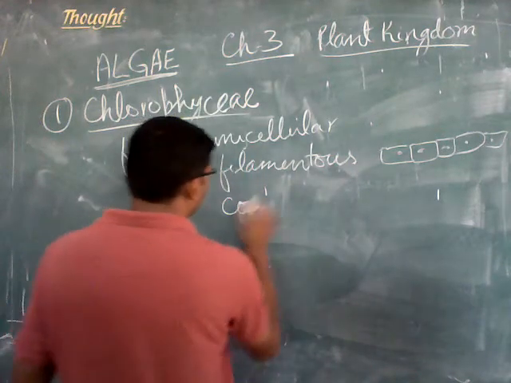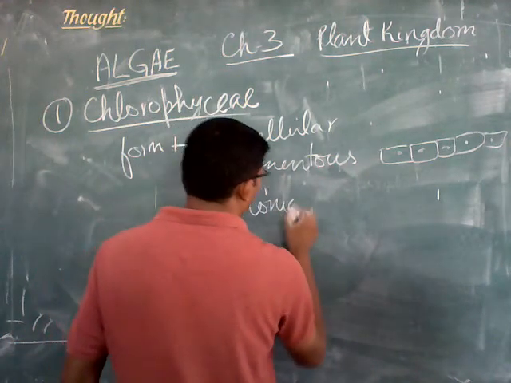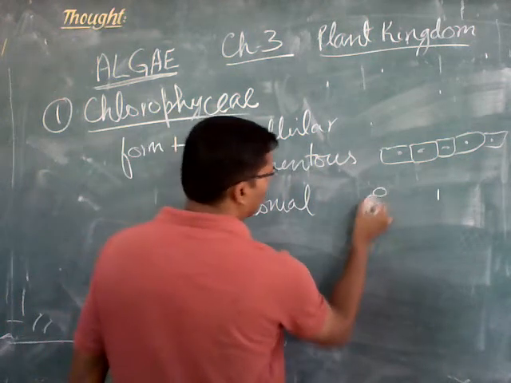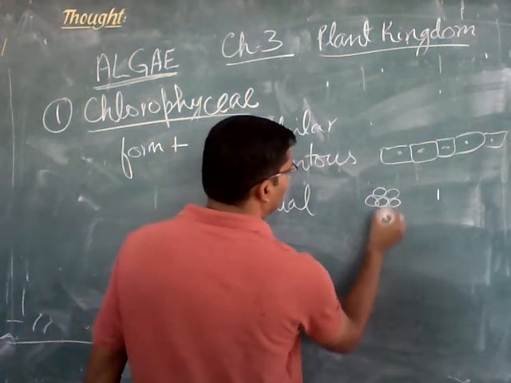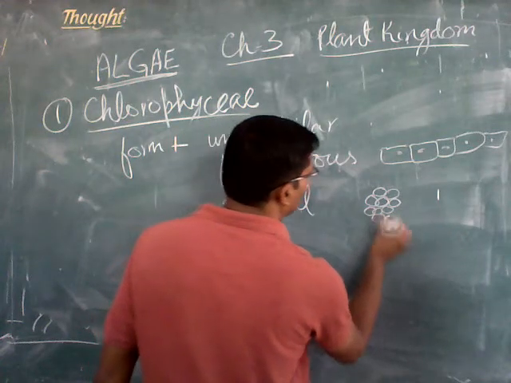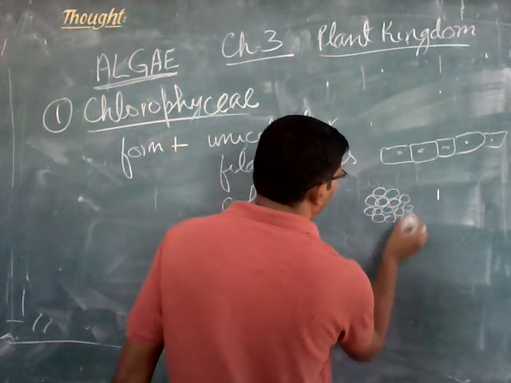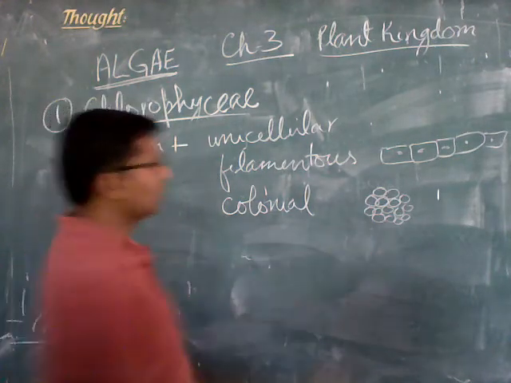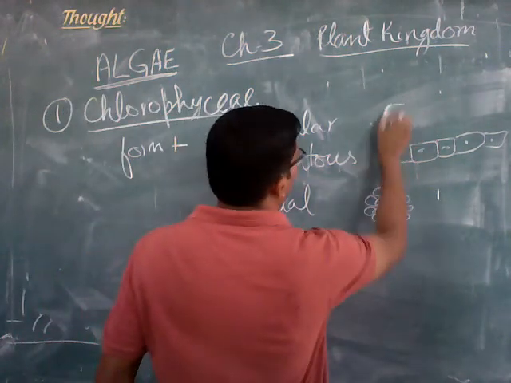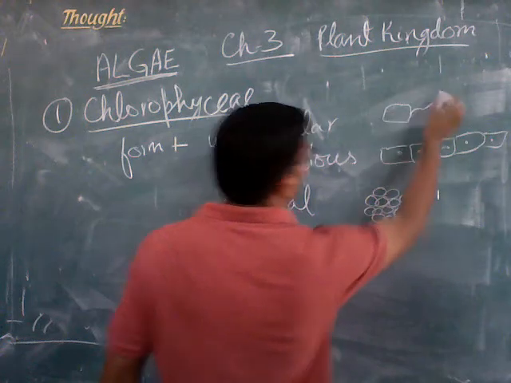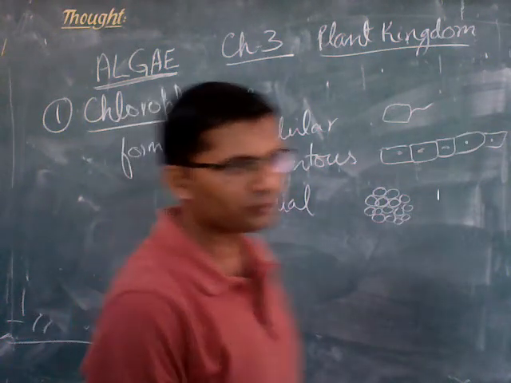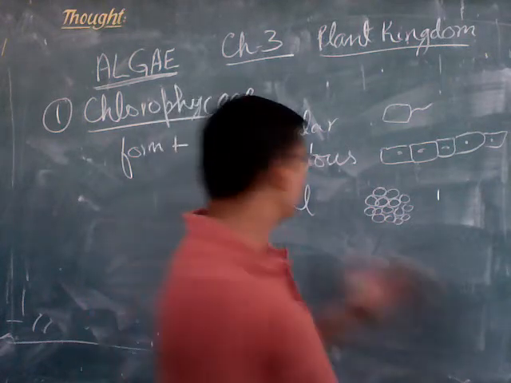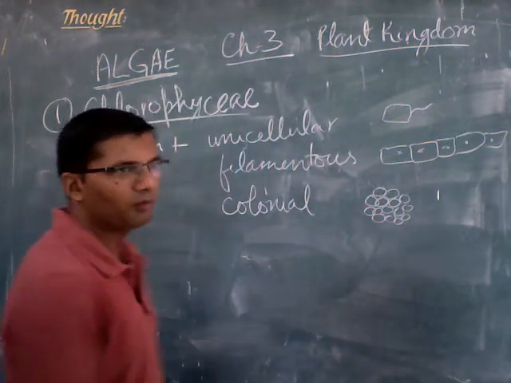Then there may be colonial. What will it be in the colony? You will have so many elements coming together, forming the colony. Okay? For example, Volvox, which is given in the diagram in your textbook. So, colonial or filamentous or unicellular, this will be the form.